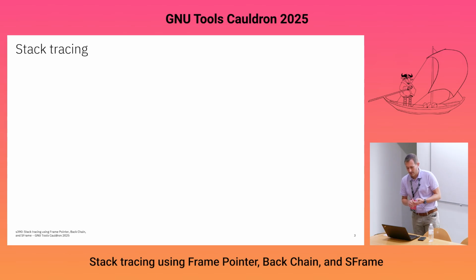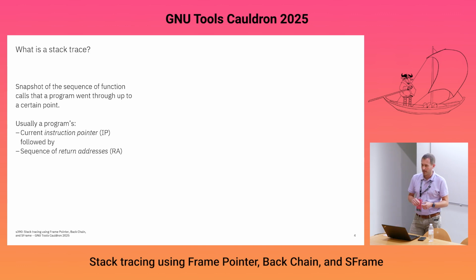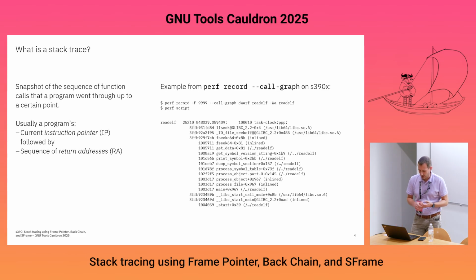So let's start with stack tracing, what this means in the context of the session. For that, let's have a look at what is a stack trace. That's a snapshot of the sequence of function calls that a program went through up to a certain point. Usually that's the current instruction pointer, followed by the sequence of return addresses. And here on the right is an example from perf with option call graph.